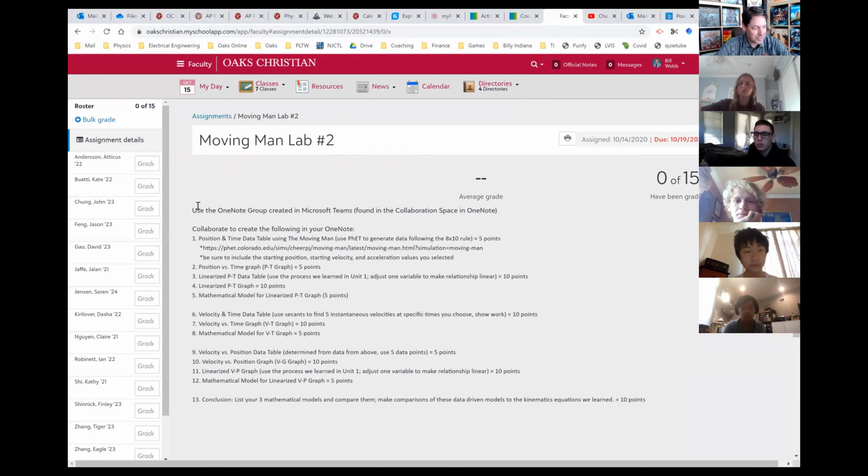So use the OneNote group created in Microsoft Teams, which you will find in the collaboration space on OneNote, and I'll walk you through all that process in case you haven't been using that in other classes. But you're going to put all of these things in OneNote. So you're not really going to be submitting it on Axis this time. You're going to put it in OneNote. So you'll be creating data tables in OneNote.